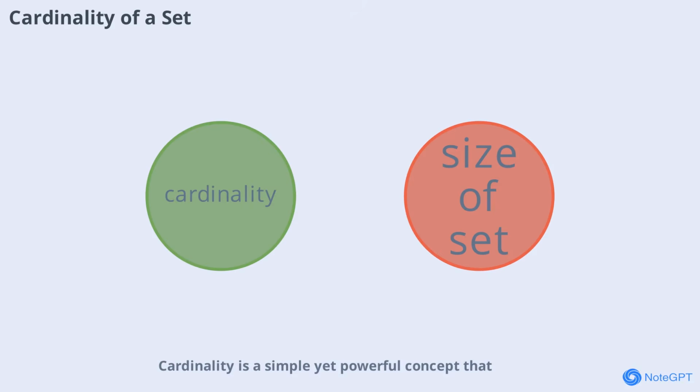Cardinality is a simple yet powerful concept that helps us compare the sizes of different sets. For infinite sets, cardinality can be more complex, but for finite sets, it's just a matter of counting the elements.